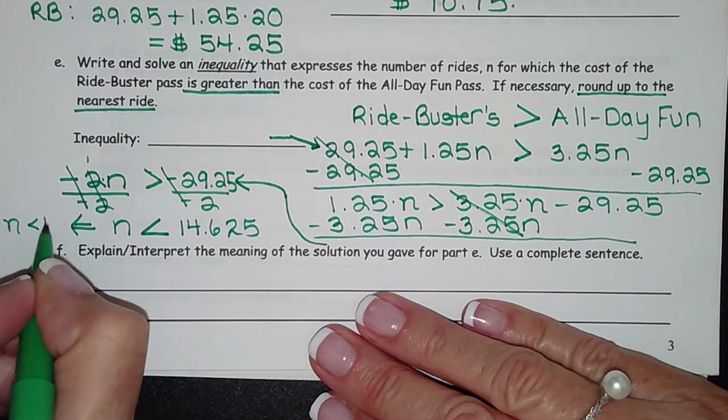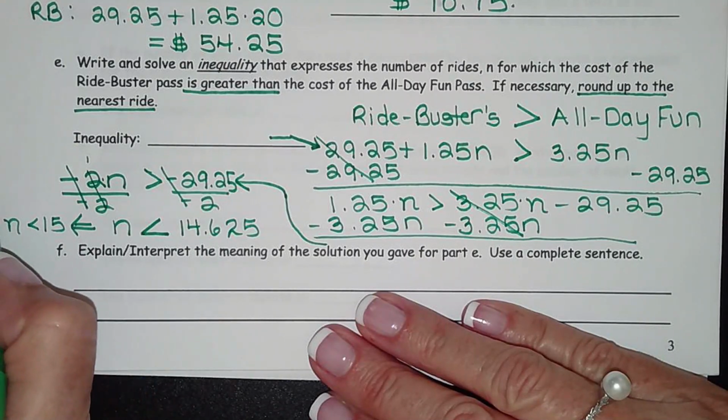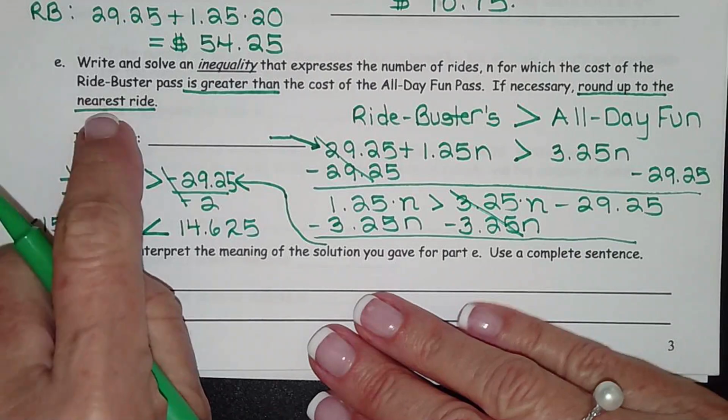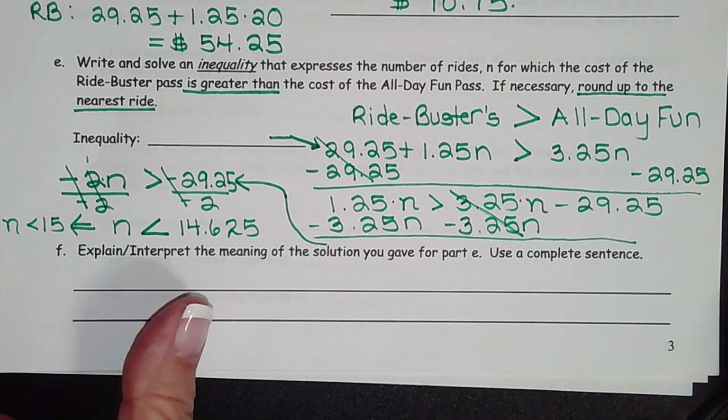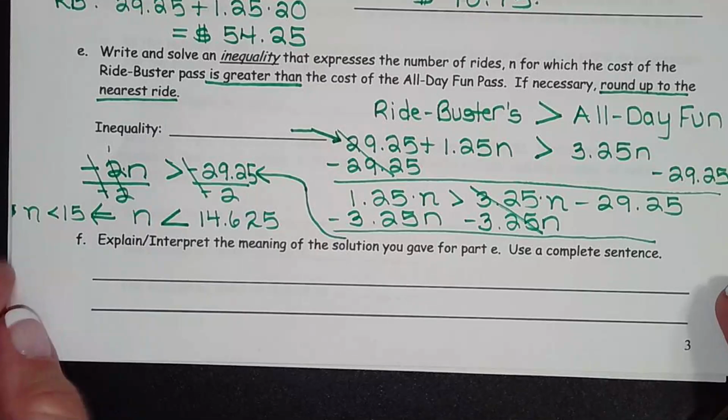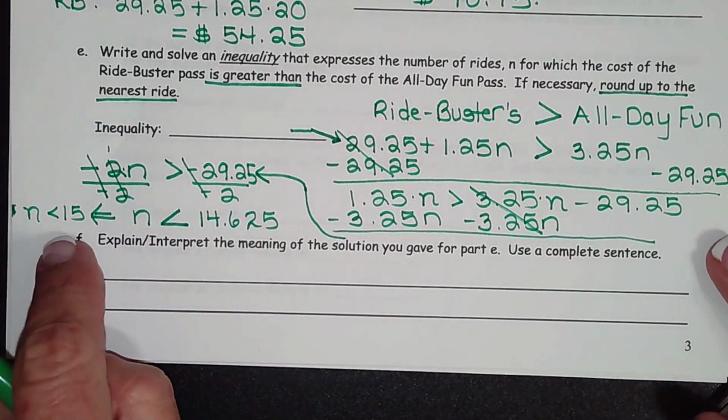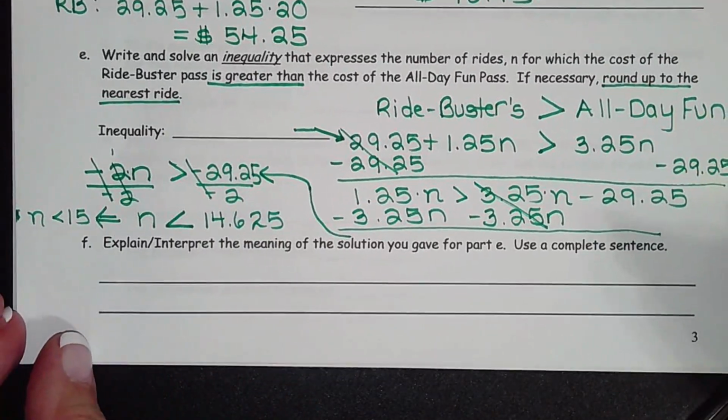N is less than 15 because it said round to the nearest ride. That means the nearest whole number, and it said round up. So even if that had been 14.2, we still would have made it 15.